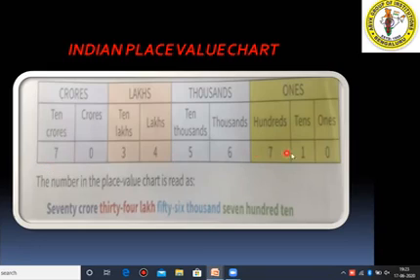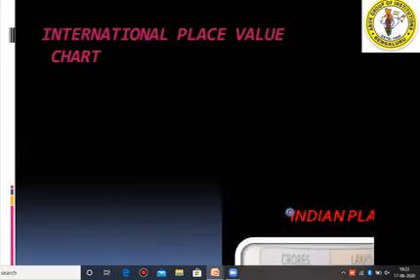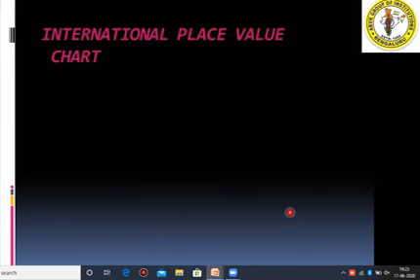And here they have given one more example. This number in the place value chart is read as 70 crore 34 lakh 56,710. Same way it is there here: 70 crore 34 lakh 56,710. So now I think you are clear about the Indian place value chart.